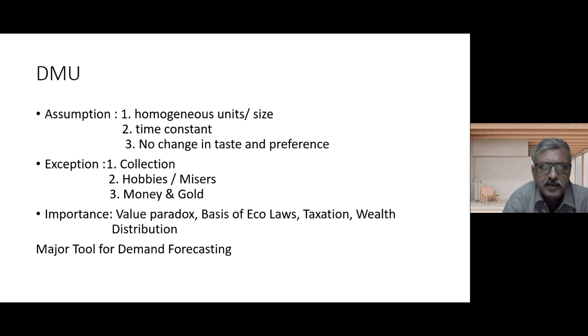The maximum utility will tell you what should be the value, what should be the ultimate price that a consumer is ready to pay, and what should be the limited minimum price at which the supplier should sell. Because once the DMU is getting negative, then even if you reduce the price, the demand is not going to increase. So DMU plays a vital role, which helps it to work as a basis of all economic laws. It also helps policymakers like government agencies and regulators to fix taxation and for the wealth definition.